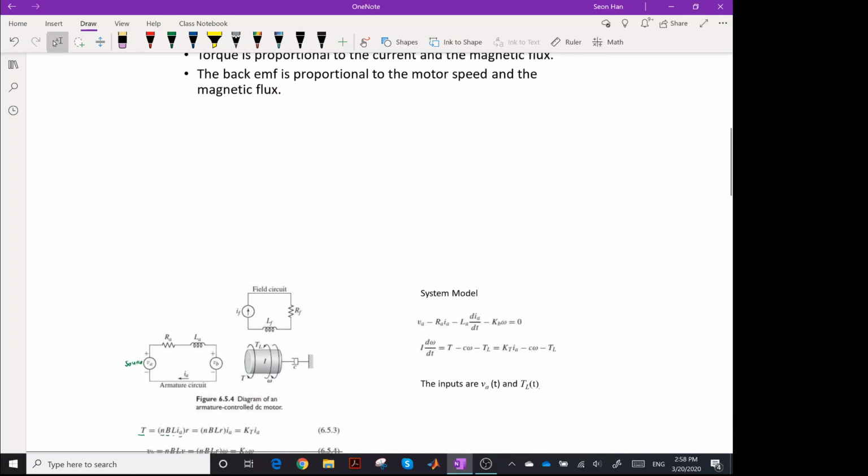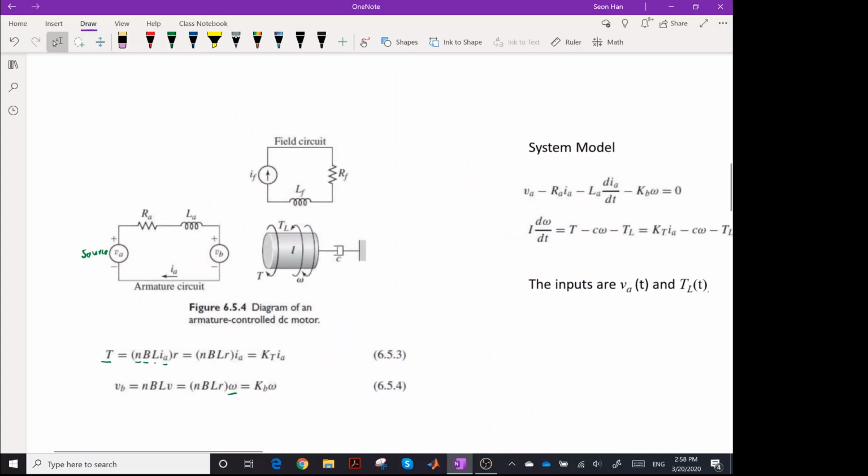Let's look at the schematic picture. This is from the textbook. So this is the armature circuit. This is the input voltage that you supply, and this is the resistance and the inductance of the armature circuit. And right here, VB stands for the voltage drop. It's the back EMF due to the rotor, and this back EMF is proportional to the speed of the motor. Okay, the flux is incorporated into the KB.